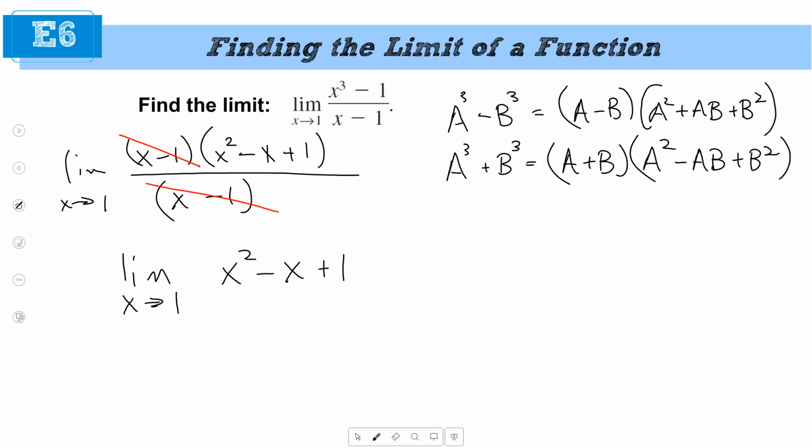What? Did I do it wrong? I think it's x squared plus x. It is. Thank you.